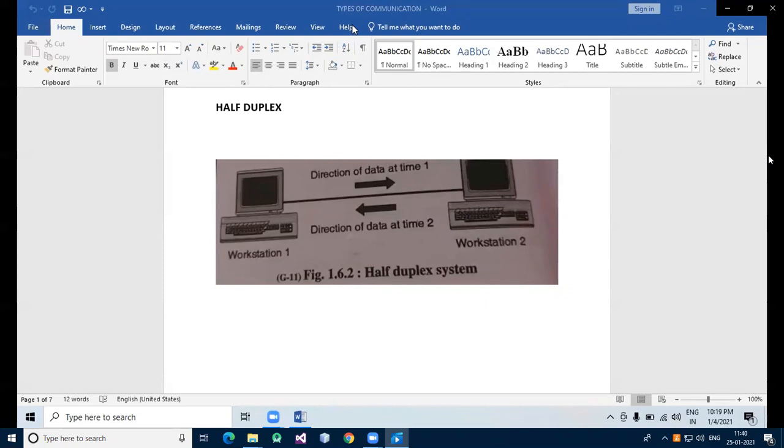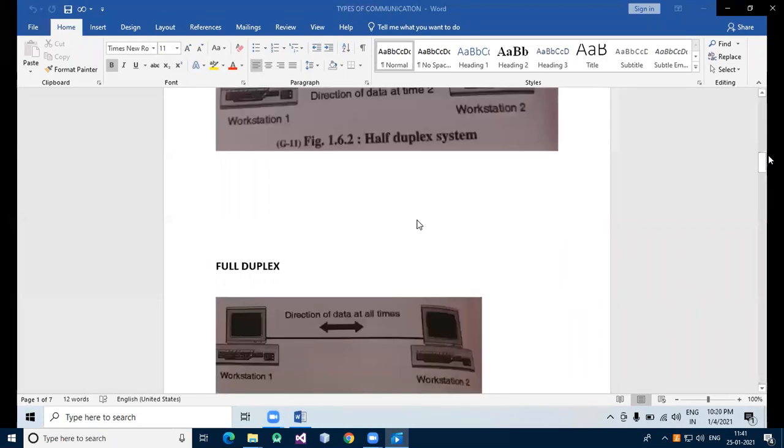Means जैसे कि sender ने send किया information, then receiver ने receive किया, then receiver can reply after receiving the information. That is the half duplex, which means bidirectional. Each station can transmit and receive, but not at the same time, right? In half duplex transmission, the entire capacity of the channel is utilized by the sending system. So this is the diagram of half duplex.